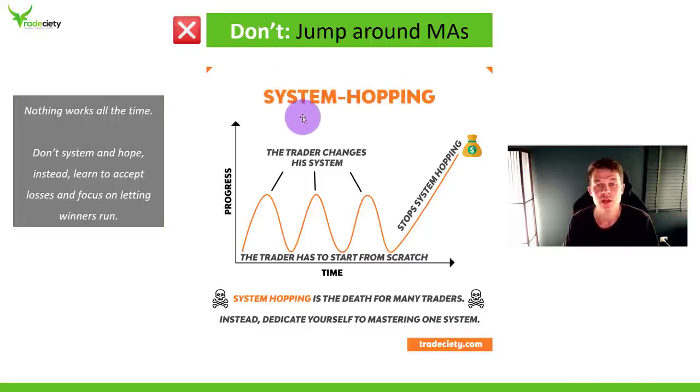And what you shouldn't be doing now is jump to the next moving averages, or look at your last trades and ask yourself, what moving average would have avoided those losses? And then you just keep using those moving averages. That's really bad, because this is what we call system hopping. It's introducing a lot of noise and inconsistencies.